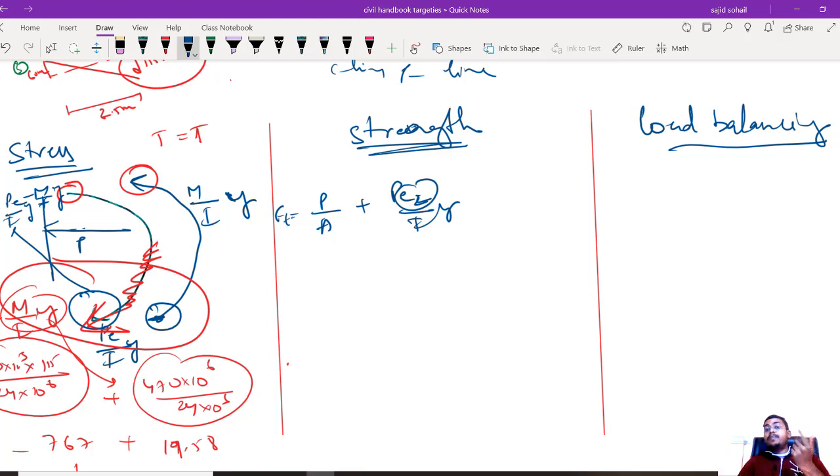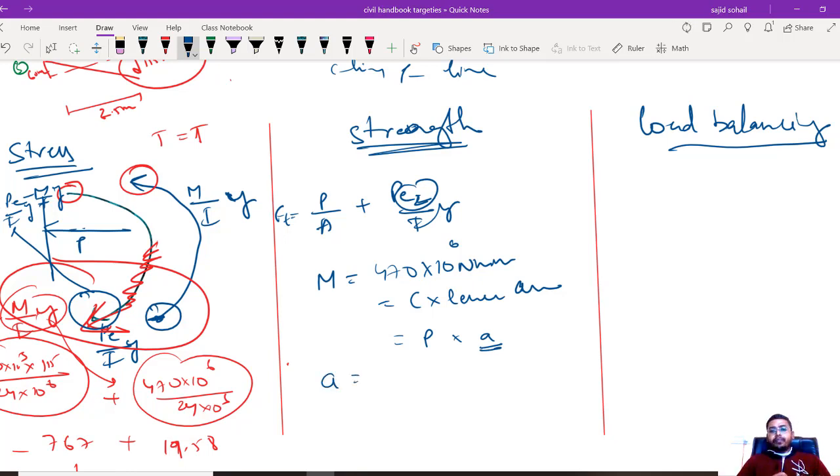Remember. So how to get this P line? Very simple. Whatever moment you are getting, right? 470 into 10 to the power of 6 Newton mm. This was the moment I got. So this moment, from my knowledge, I know it is equals to C into lever arm or T into lever arm. I know my compressive force is P here, and lever arm let us represent by small letter a. So what will be my lever arm? That will be M by P. So that is 470 into 10 to the power of 6 divided by P, which was 1600 into 10 cube. So just solve it.